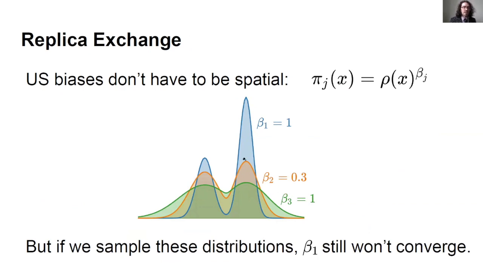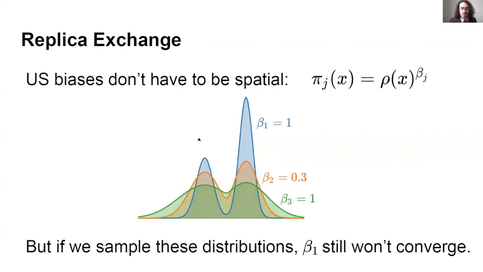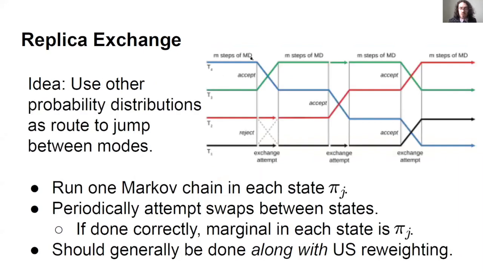But beta 3 is nice, it didn't really solve any problem with beta 1 equals 1. This is still just the same old hard to sample distribution. But what I can do is use these new distributions as a route to jump between the modes of beta 1. The idea is I'm going to start a chain in beta 1. I'm going to define a swapping procedure where I swap the chain in beta 1 and beta 3. I'll let it move through beta 3, and then I'm going to swap back to beta 1. And this is visualized here.